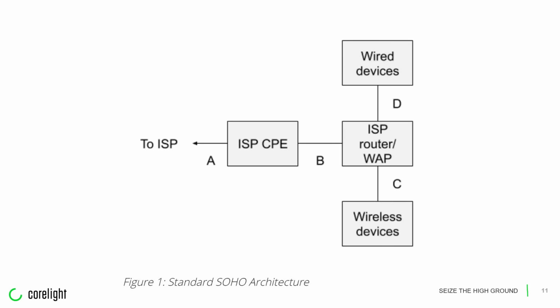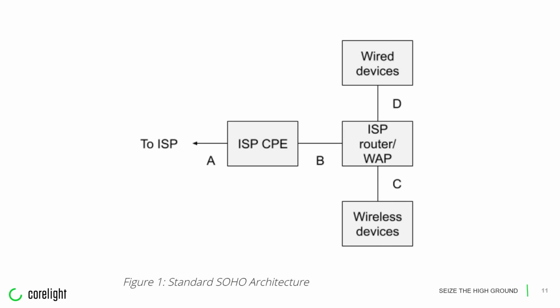Now, the question is, once you have this device, where do you put it? You cannot put it in location A. There's no way to get between the ISP's customer premise equipment and their other infrastructure. You could potentially put it at location B, and this is where a lot of people do deploy these systems.